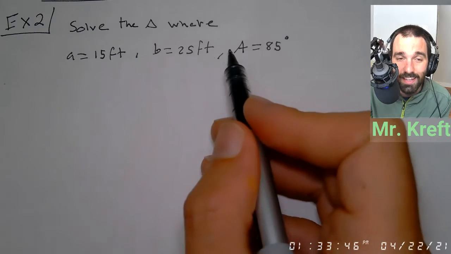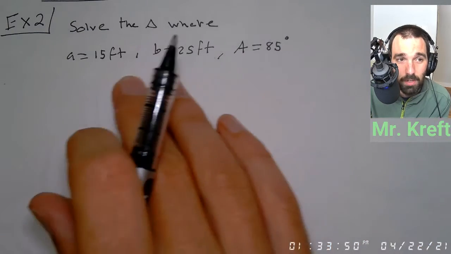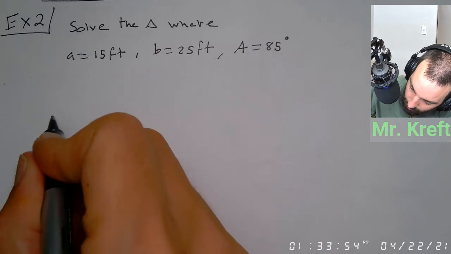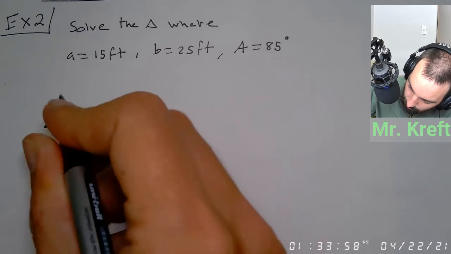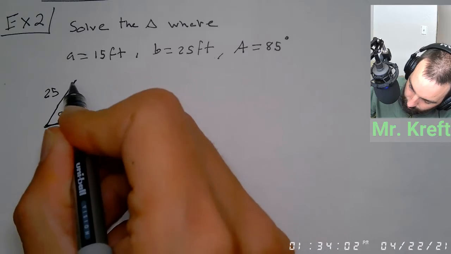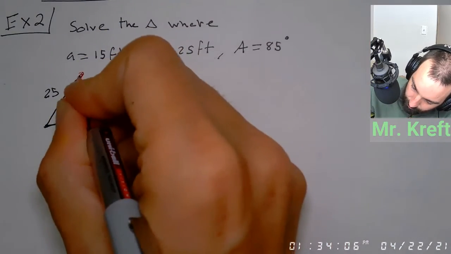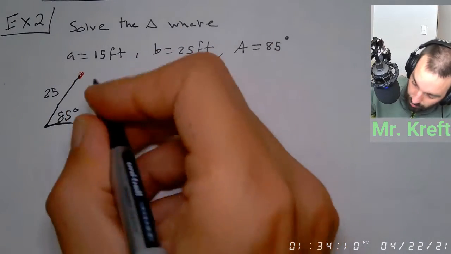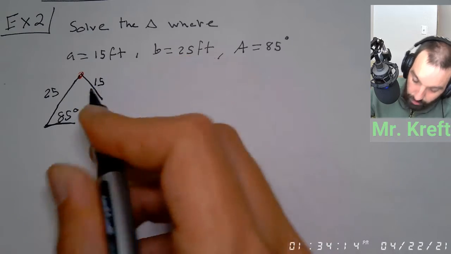Now, notice how we're given two sides and an angle. So this is going to be an ASS. Okay, so the first thing we recognize is this is going to be an ASS. So I know that I'm going to have my angle, 85 degrees. I'm going to have a side. And then I'm going to have a pivot. And notice how 15 is smaller than 25. So I'm going to draw this side smaller than the other one, right?